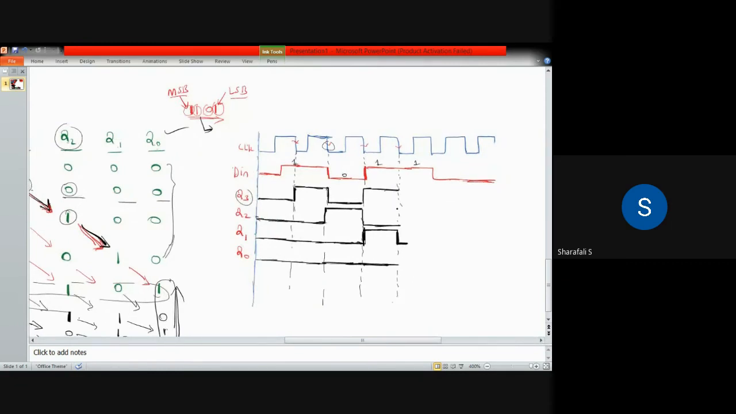Now for the next pulse, again shifting will happen. So the next one will come here. This one is again 1, and this one is shifted. So this one also becomes 1. This one is going to become 0, and this one is going to become 1.